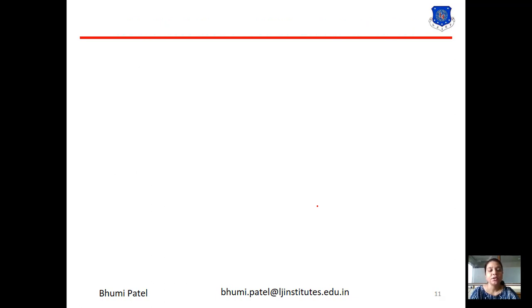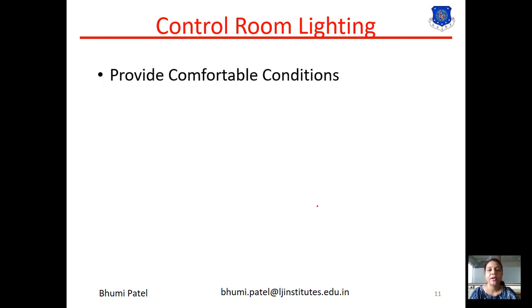Now next one is control room lighting. Whenever we design a control room, lighting is also an important factor for the operator as well as for the instrument condition. So first one is to provide comfortable conditions. Control room lighting should be designed to provide a comfortable condition for the operator so that operating failure is minimized. Now the current practice is to provide an illumination of 50 foot-candles for desks and consoles at the desk's top.